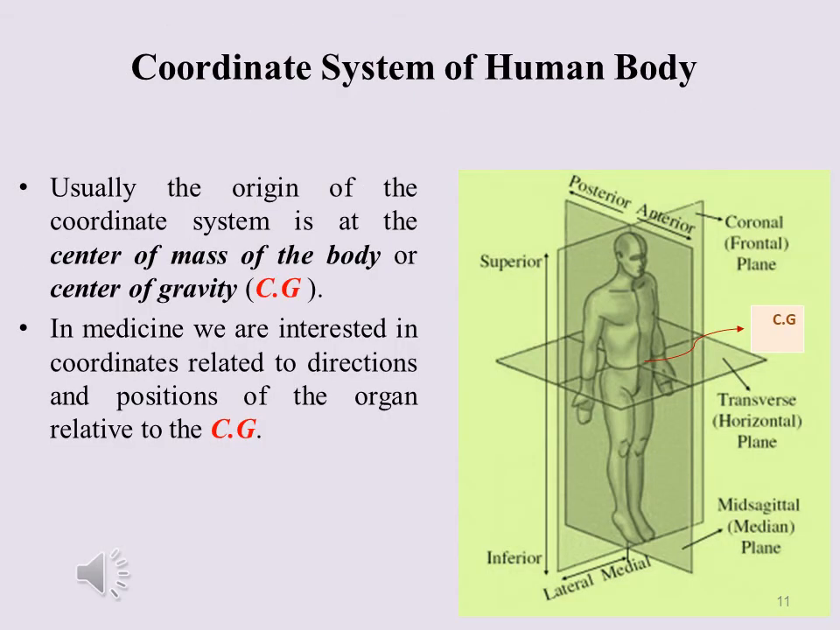Coordinate system of human body. Usually the origin of the coordinate system is at the center of mass of the body or center of gravity, cg. In medicine, we are interested in coordinates related to directions and positions of the organ relative to the cg. You can see the position of the cg point in the figure.